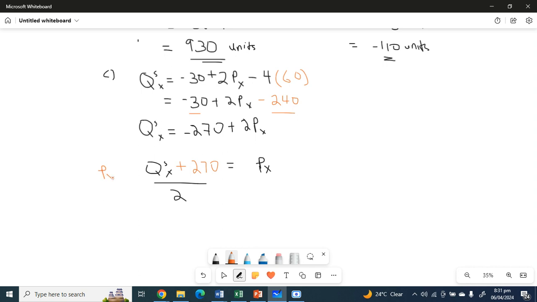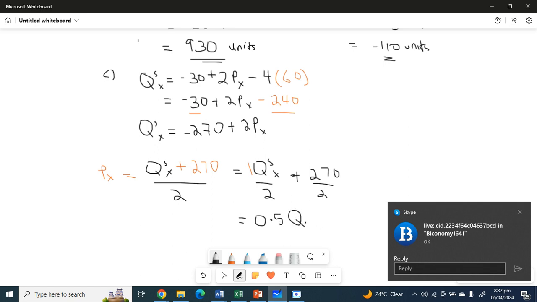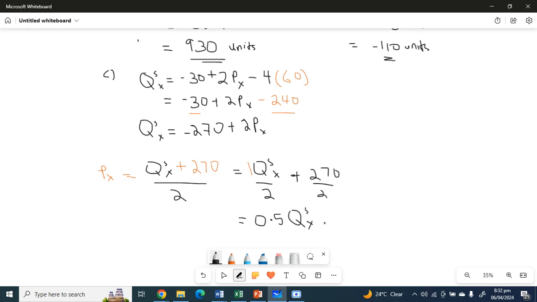So let me just bring price this side. PX equals this. This is the inverse supply function. If we want, we can even simplify it further. To make life easy, we just say PX is QSX over 2 plus 270 over 2, right? So you've got a 1 here, 1 QSX, 1 divided by 2, that is 0.5. So it's 0.5 QSX plus 270 divided by 2, you get 135. So if you want, you can simplify your inverse supply function like this.